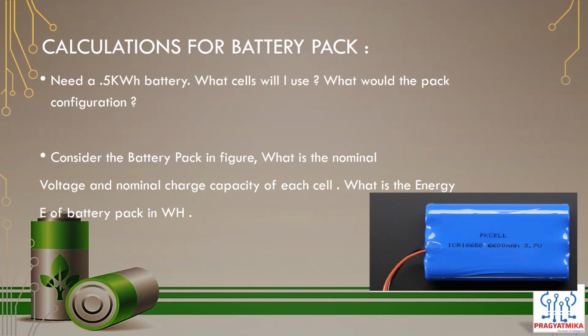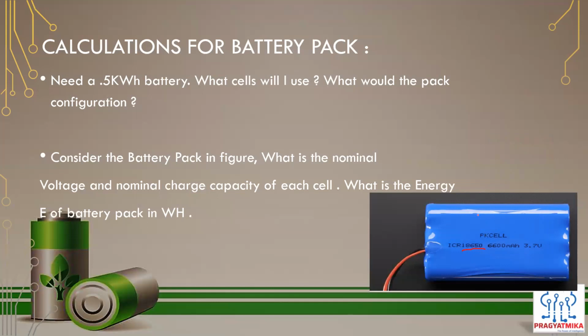Then we have a battery in a configuration. What is the norm in this? It is written as ICR 18650. That is the model number of the cell, 18650. It is 6600 mAh and 3.7 volt. That is the rating of this pack. So what is the nominal voltage and the nominal charge capacity of each cell, and what is the energy?